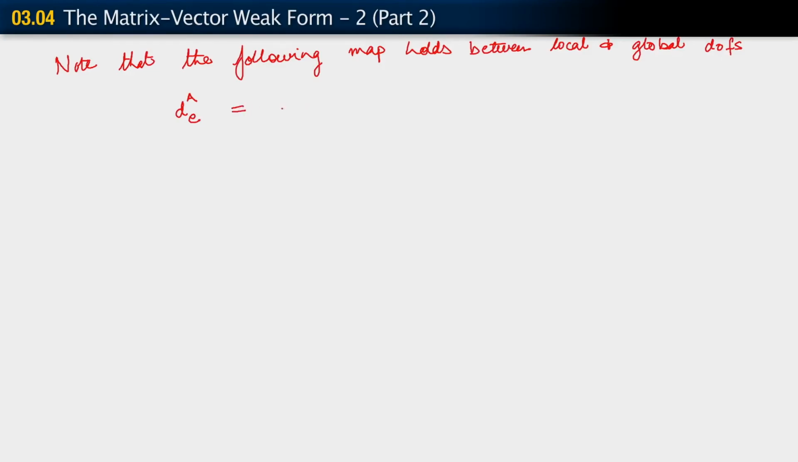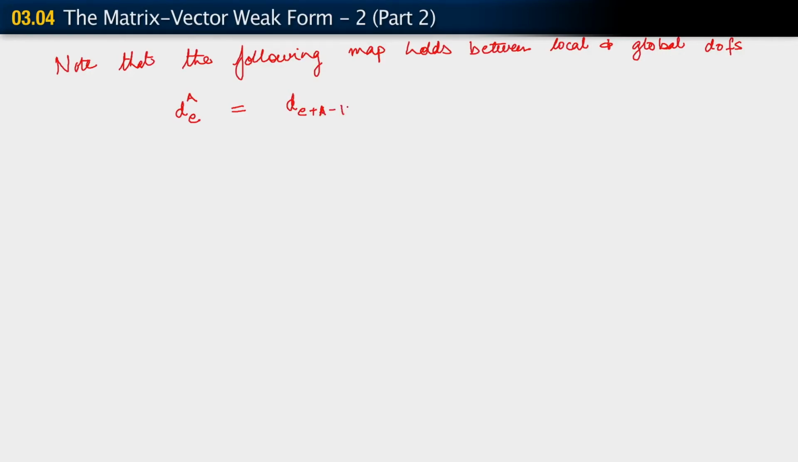This can be written as global degree of freedom D_{E plus 1}. Okay, let me see. So D_{E plus 1}. Sorry, it's not D_{E plus 1}. It should be D_{E plus A minus 1}.